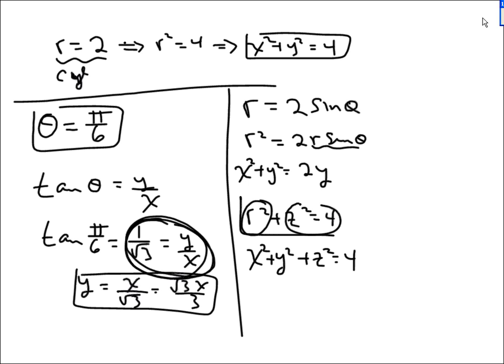This is in cylindrical form. Remember, cylindrical form is r, theta, z. There's r and z. Nobody says you have to be given all three. Okay, a couple more problems.